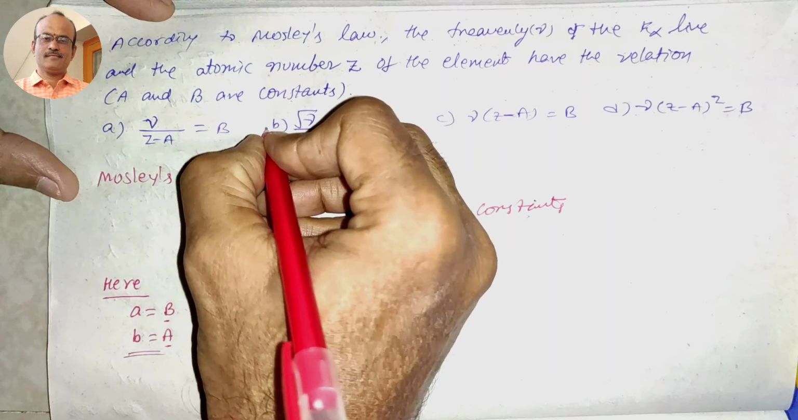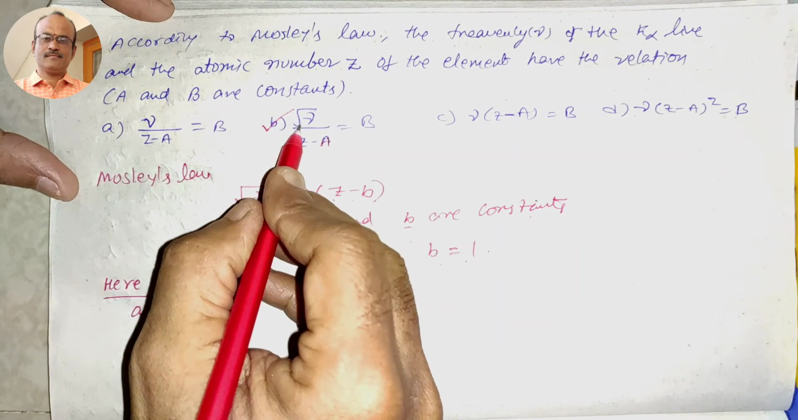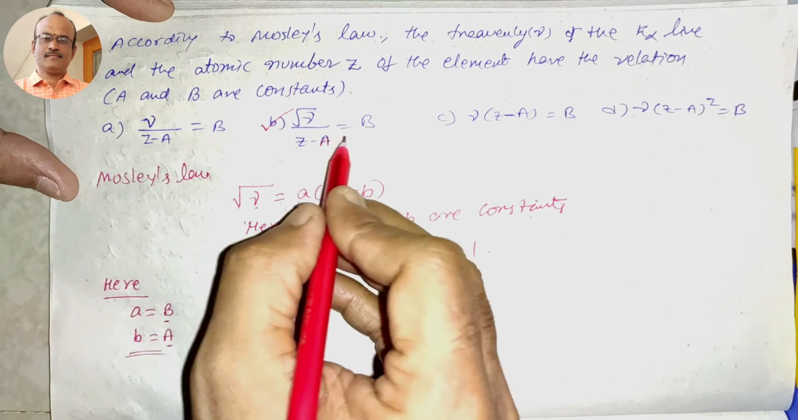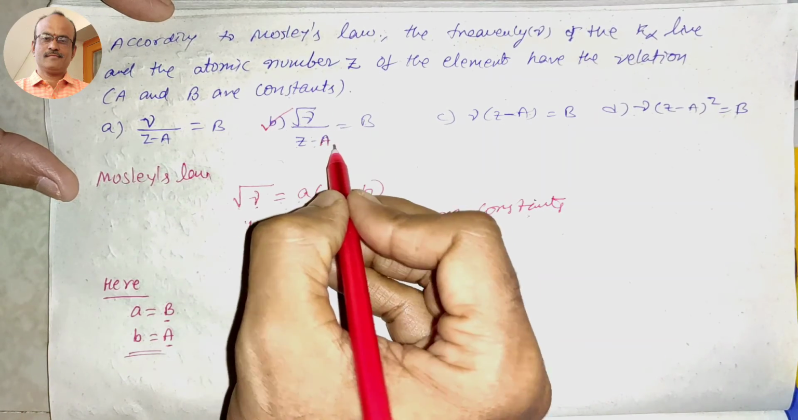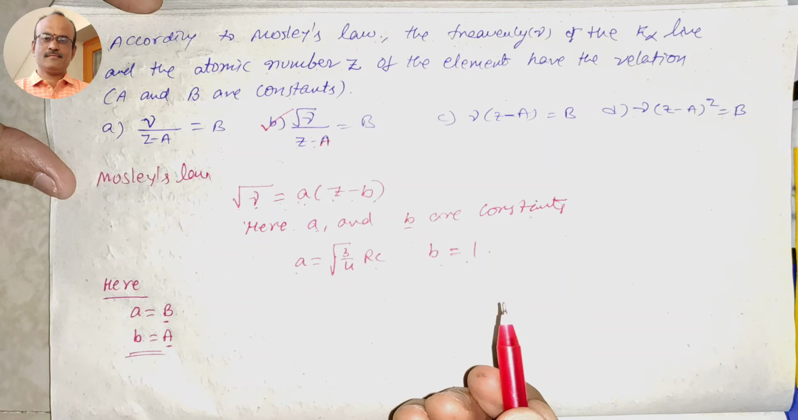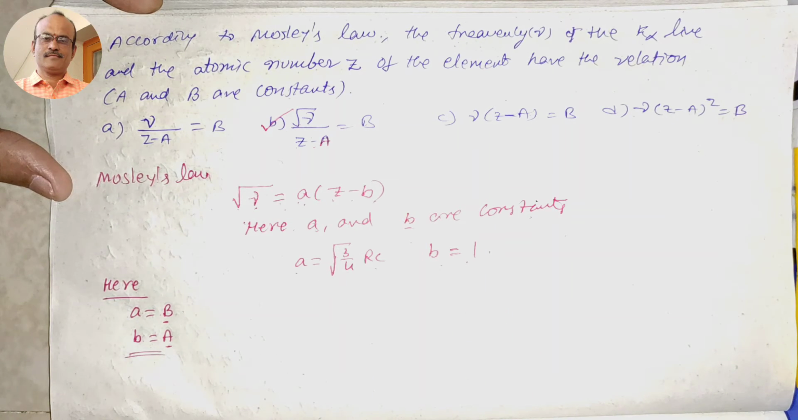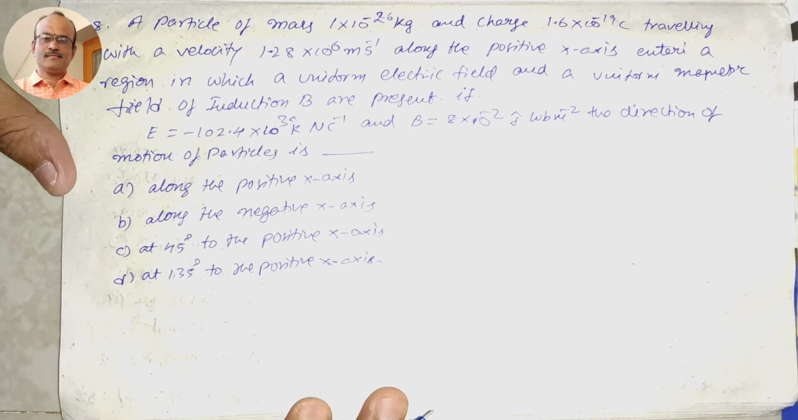Option B is correct. That means root nu, that is root of the frequency, is equal to B times Z minus A. So which option is correct here? Option B is correct. Now question number 38.